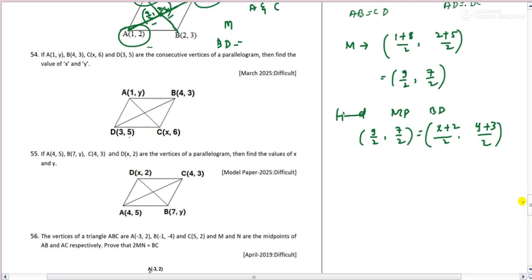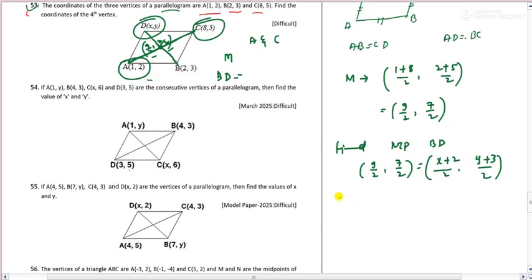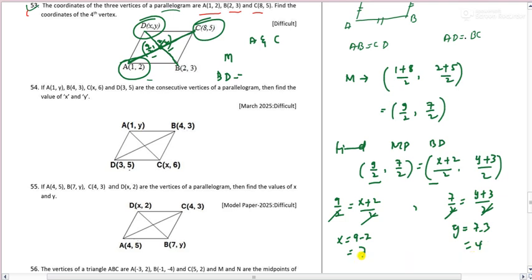Are you guys following? Yes, sir. So just substitute with x. 9 by 2 is equal to x plus 2 by 2, and 7 by 2 is equal to y plus 3 by 2. The denominator gets cancelled, so x is equal to 9 minus 2, which is 7. And here again the denominator gets cancelled, y is 7 minus 3, which is 4. This is easy, right? So the coordinates of D are 7 comma 4. Understood?